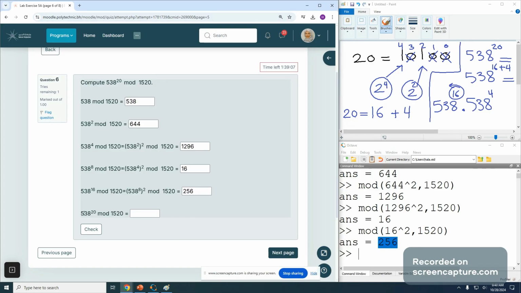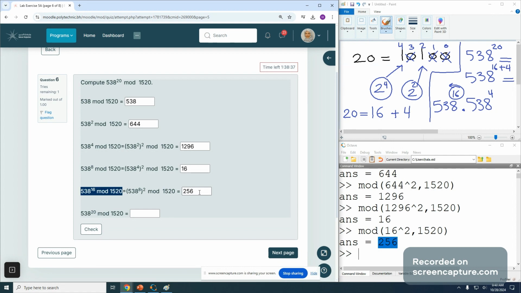Now to get to the final answer, what do I have to do? Well, I have it right here, as you can see, 538 to the power of 20. I replaced it with 538 to the power 16 times 538 to the power 4. And both of them are mod 1520. So I get this one mod, and then at the end, don't forget to add the mod. So 538 to the 16 mod, this is the one.